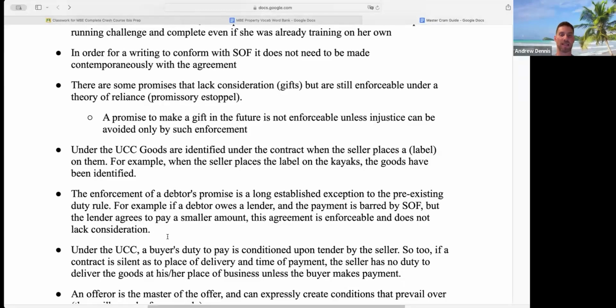There are some promises that lack consideration, like gifts, but are still enforceable under a theory of reliance, which is promissory estoppel. A promise to make a gift in the future is not enforceable unless injustice can be avoided by such enforcement. This question, I remember, A looks like such a tasty answer. It's like the promise is not enforceable, there's no consideration, it's a gift. But D is actually the correct answer because if injustice can be avoided only by such enforcement, then they would enforce the gift. So be careful to always read all the answer choices.